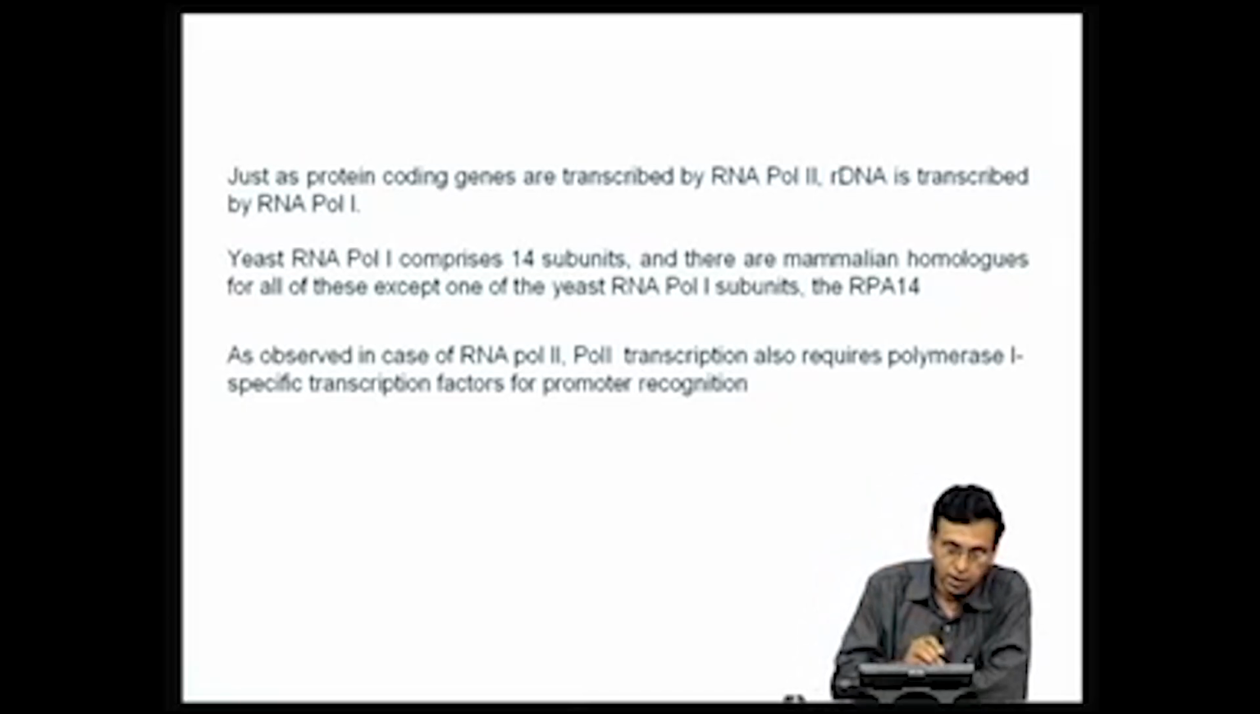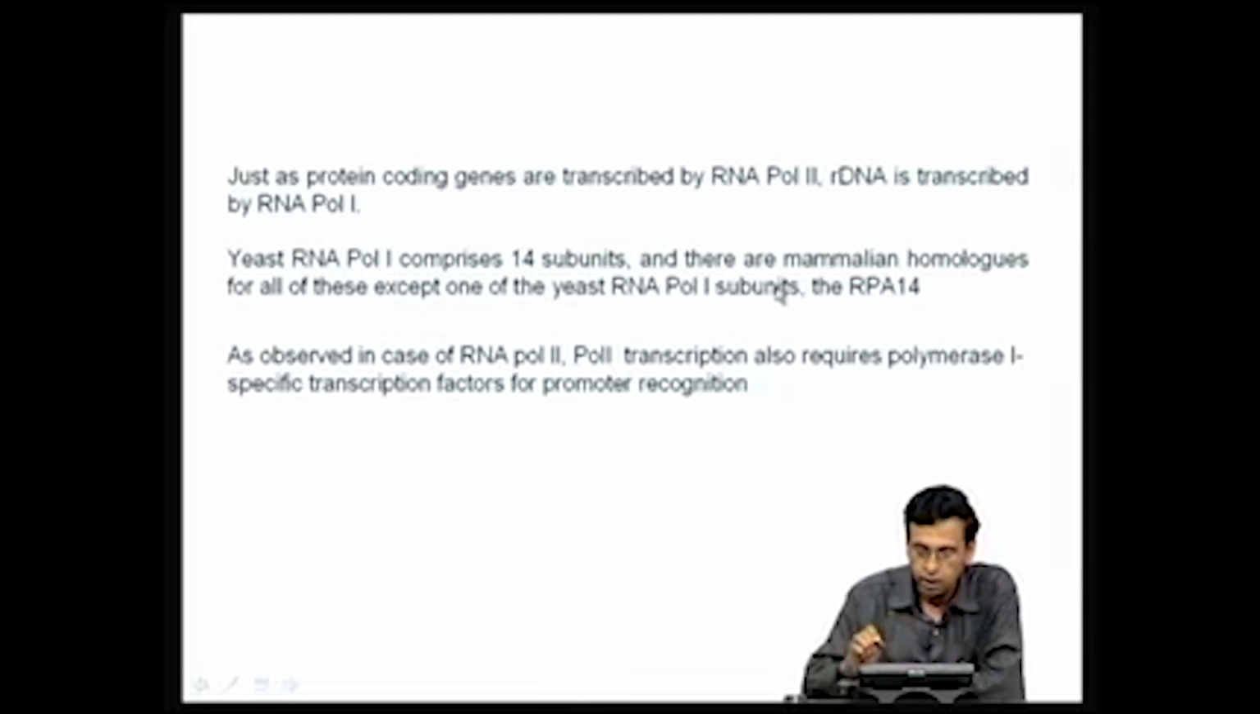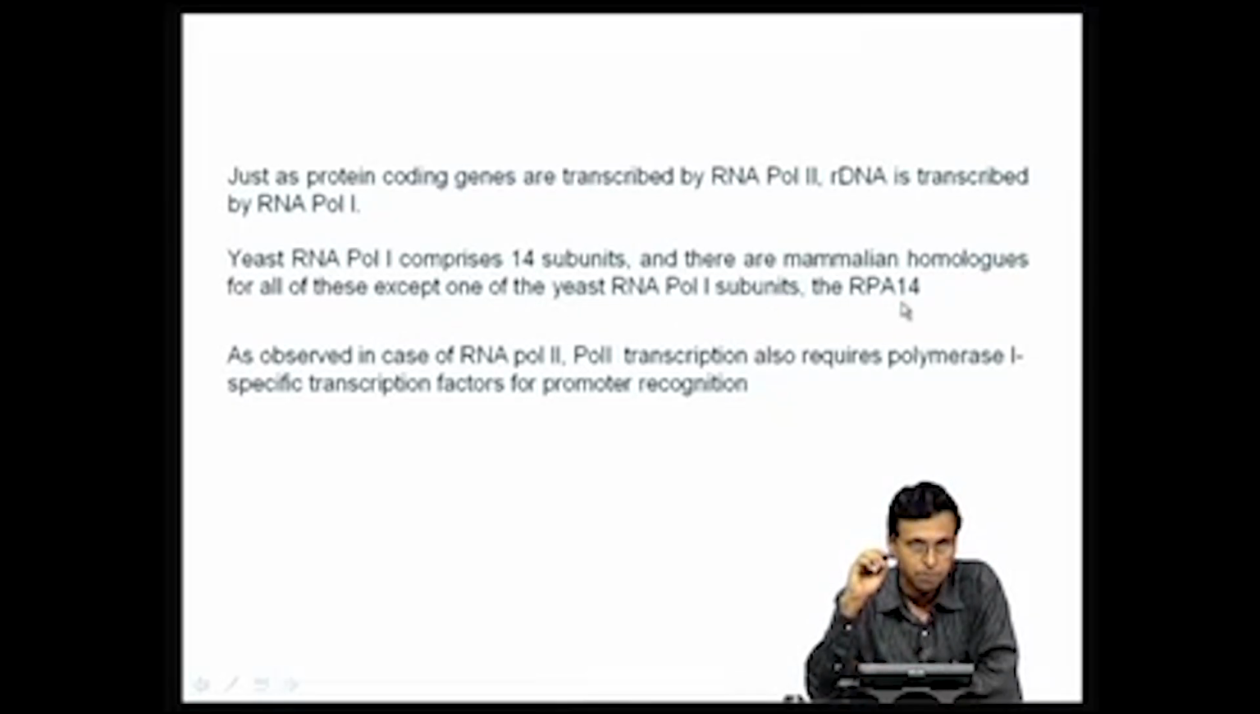The same way, RNA polymerase I also consists of a number of subunits, at least 14 of them in the case of yeast cells, and there are mammalian homologs for all these 14 which were first identified in the yeast cells, except that one of the yeast homologs, namely the RPA protein, is missing in humans. What I am trying to say is that, just like RNA polymerase II, RNA polymerase I also is a multi-subunit complex. It is a huge protein.